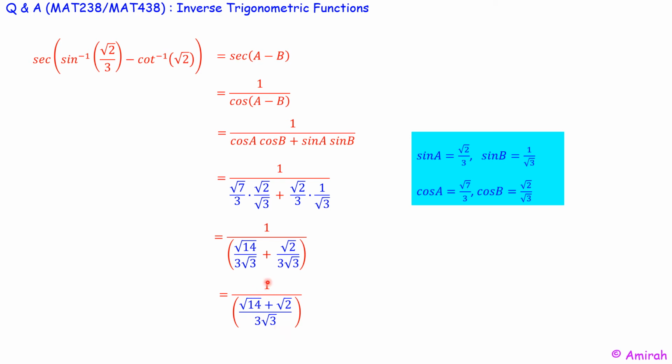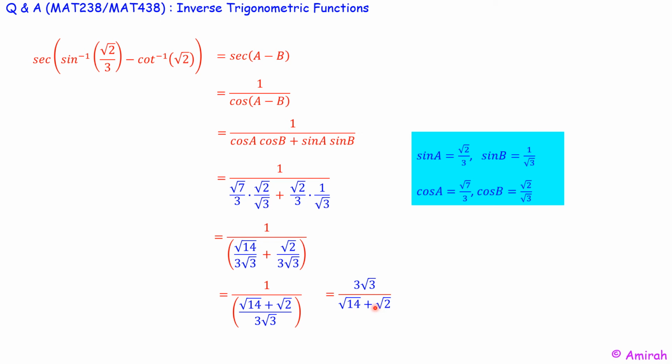Okay. And then if we have 1 over a fraction, we can move 3 sqrt 3 up here. Okay. So we have the final answer equals 3 sqrt 3 over sqrt 14 plus sqrt 2. Okay, we cannot combine the square roots here because in between here is plus. Okay, we can only combine if in between is multiplication. Alright, so this is the final answer for this question. Alright, got it? Alright, this is the final answer.